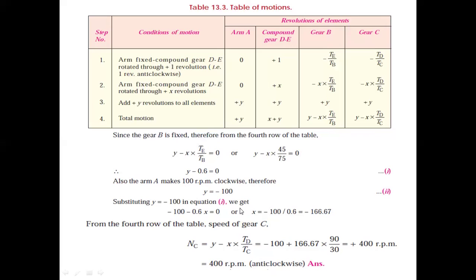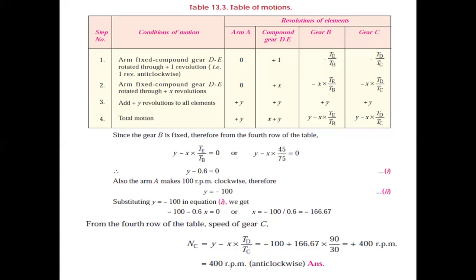After getting this value of X, then from the fourth row you know the value of Y, that is the rotation of the arm, and you know the value of X. By knowing these terms, you can directly calculate the speed of wheel C. In this way, the speed analysis has been done for the reverted epicyclic gear train, and this method is called the tabular method.